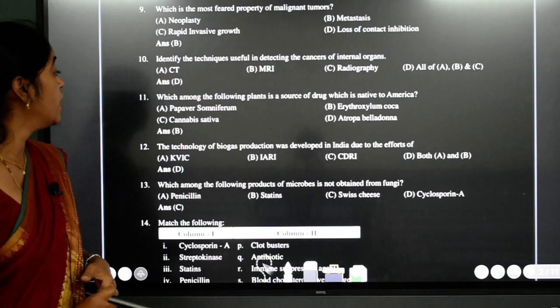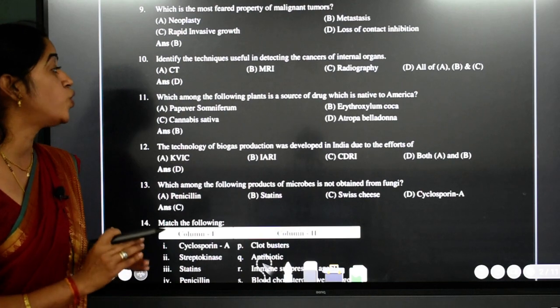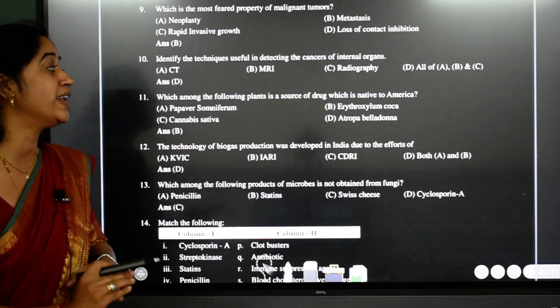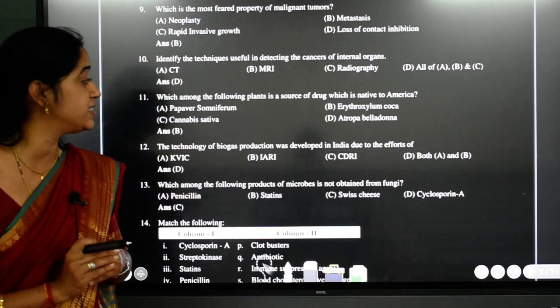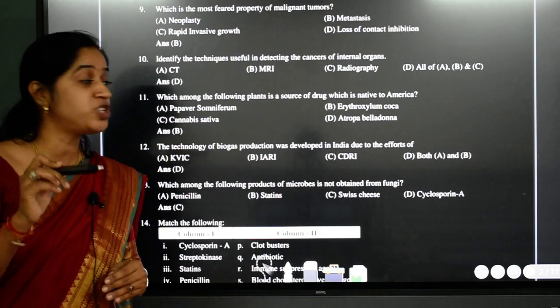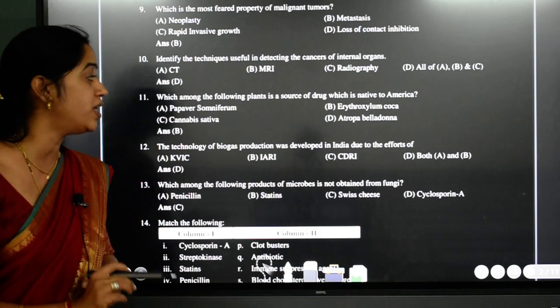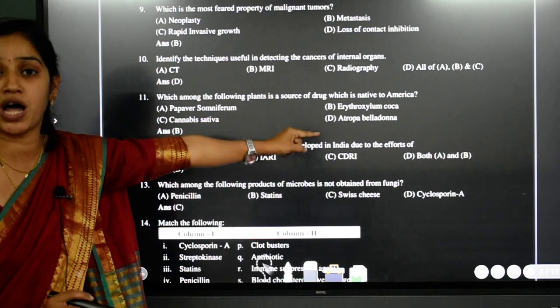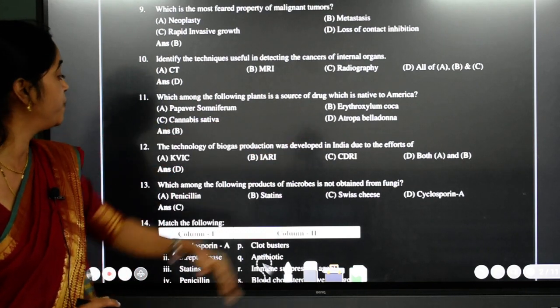11th question. Which among the following plants is a source of a drug which is native to America? Here they did not give us the drug, they have said which plant is native to America. Erythroxylum coca belongs to America. So the answer is B.